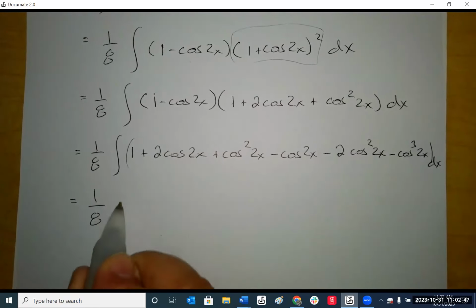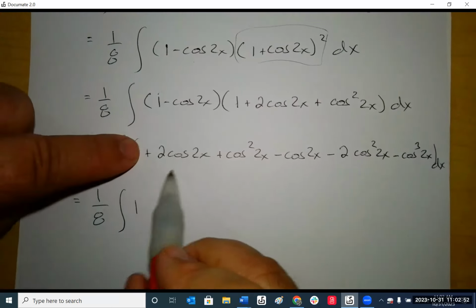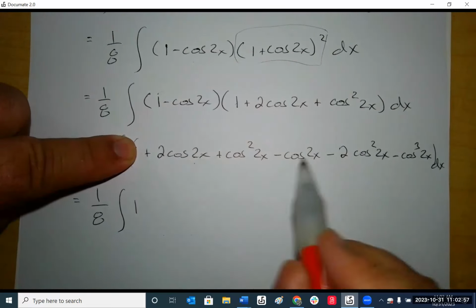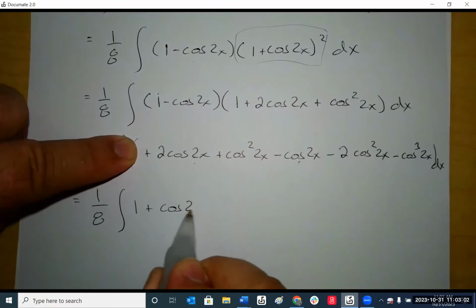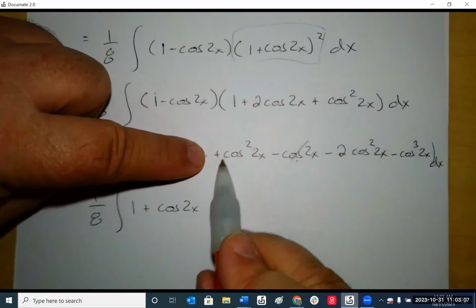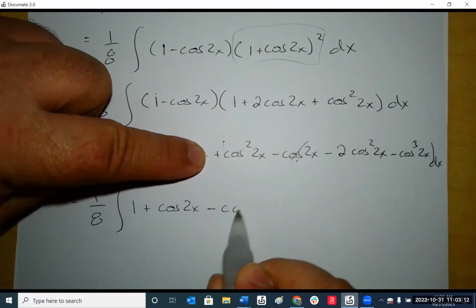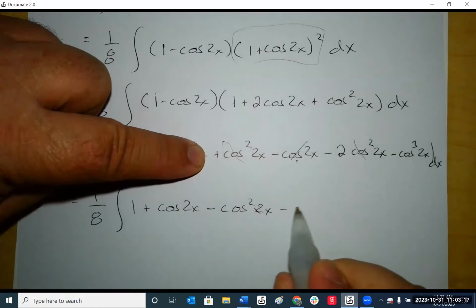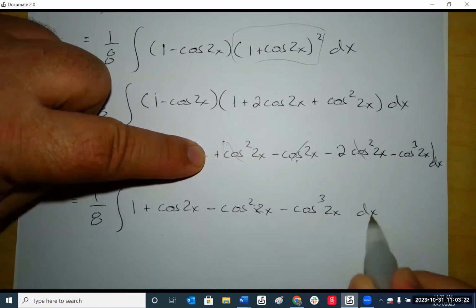Now let's combine terms. So we have 1, 2 cosine 2x minus cosine 2x is plus cosine 2x. So that takes care of those two guys. Then cosine squared 2x minus 2 cosine squared 2x is minus 1 cosine squared 2x. Then minus cosine cubed 2x dx.